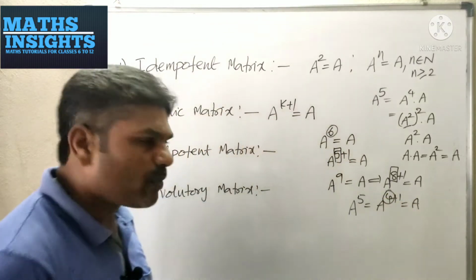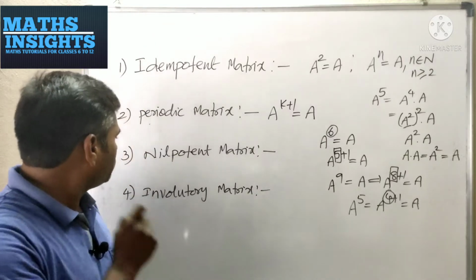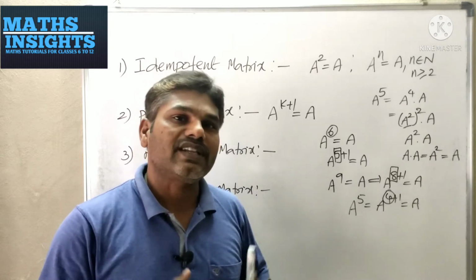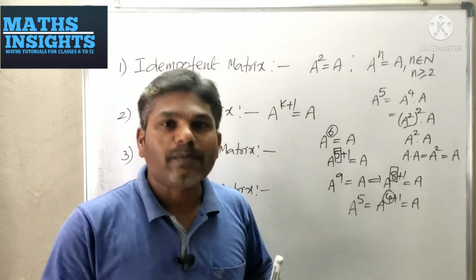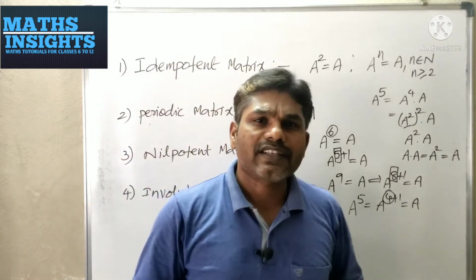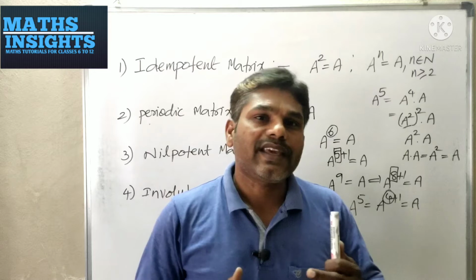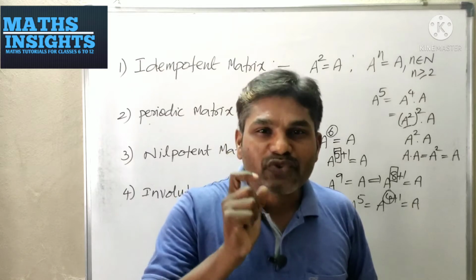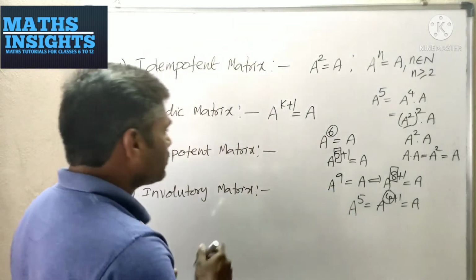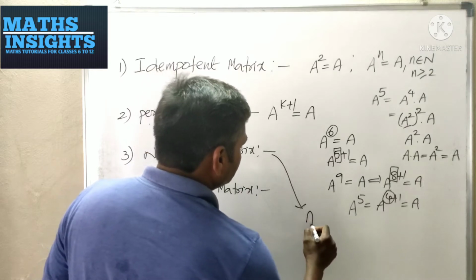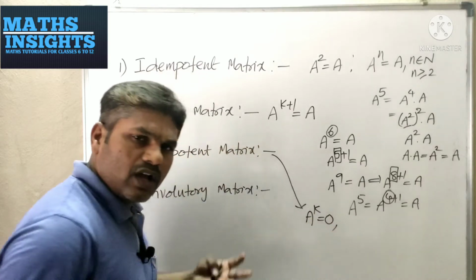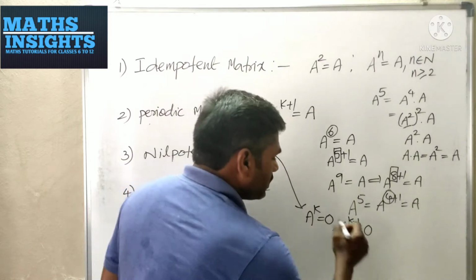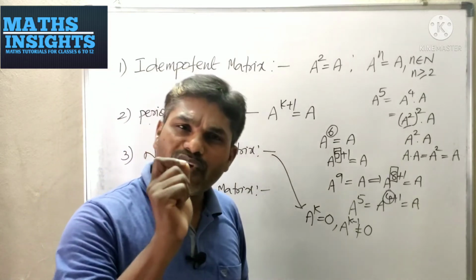This is the period of the matrix. Next, third type of matrix is nilpotent matrix. Nil, the name itself says, nil means null. Whenever a matrix, I am taking in all these cases my example as A, matrix A is said to be nilpotent matrix if A power k is equal to O. For this I am writing A power k is equal to O, and also A power k minus 1 should not be equal to O. Then A is said to be nilpotent matrix.